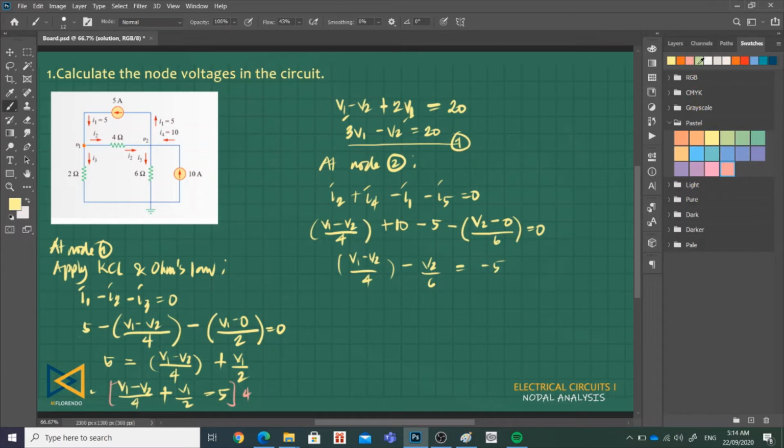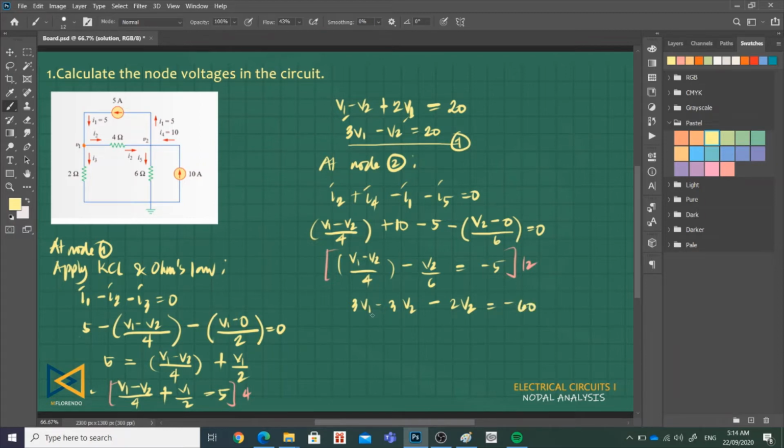And then, multiply natin to by, ano pwede? Pwedeng 12. Pwedeng 6. So, 12 na lang. So, that is 12 divided by 4, yun ay 3. Okay, so 3V1 minus 3V sub 2 minus 2V sub 2 equals negative 60.